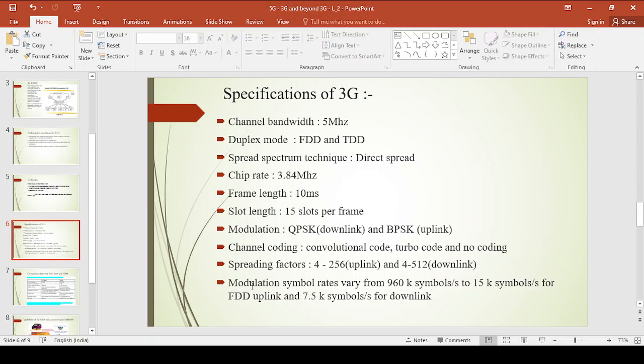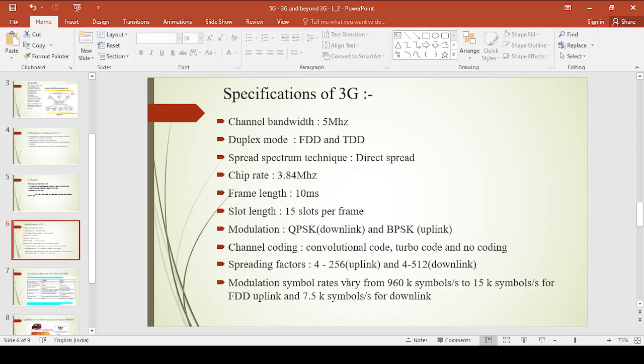Now coming to the next specification, modulation symbol rate. Symbol rate is nothing but change in the symbols across the transmission medium per unit time, right? The modulation symbol rates vary from 960 kilo symbols per second to 15k symbols per second for uplink, and 960 kilo symbols per second to 7.5k symbols per second for downlink, right? 960k to 15k for uplink and 960k to 7.5k for downlink.